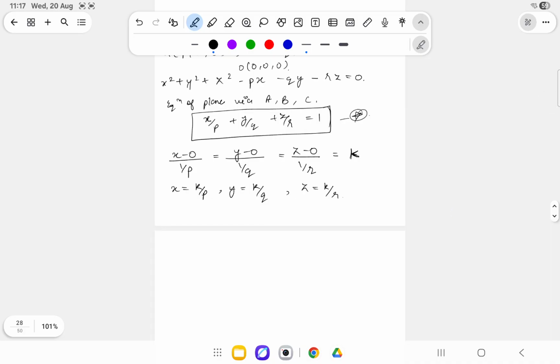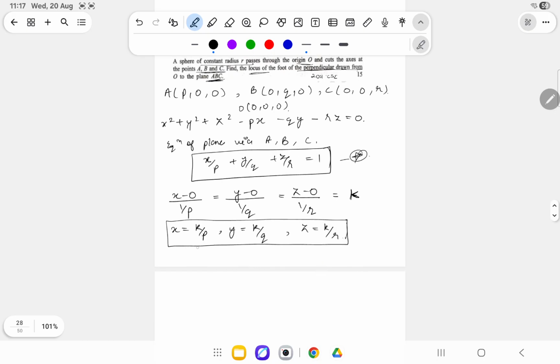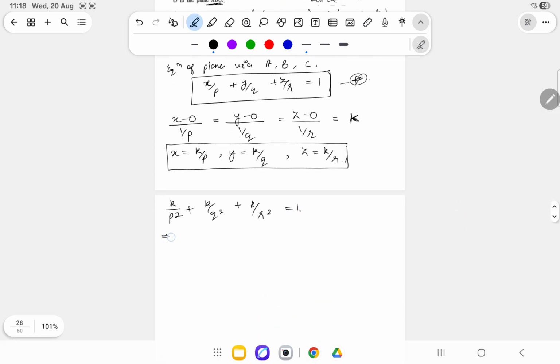So if I further, okay, what I can do is I got my point x, y and z, and these are basically foot of perpendicular from a line via origin to the given plane. So if this is my xyz, so this foot of perpendicular must lie on star plane, so it will be k by p square plus k by q square plus k by r square equals to 1, which gives k equals to 1 by p square by 1 by q square plus 1 by r square. But here k is also unknown, so we are supposed to find k as well.